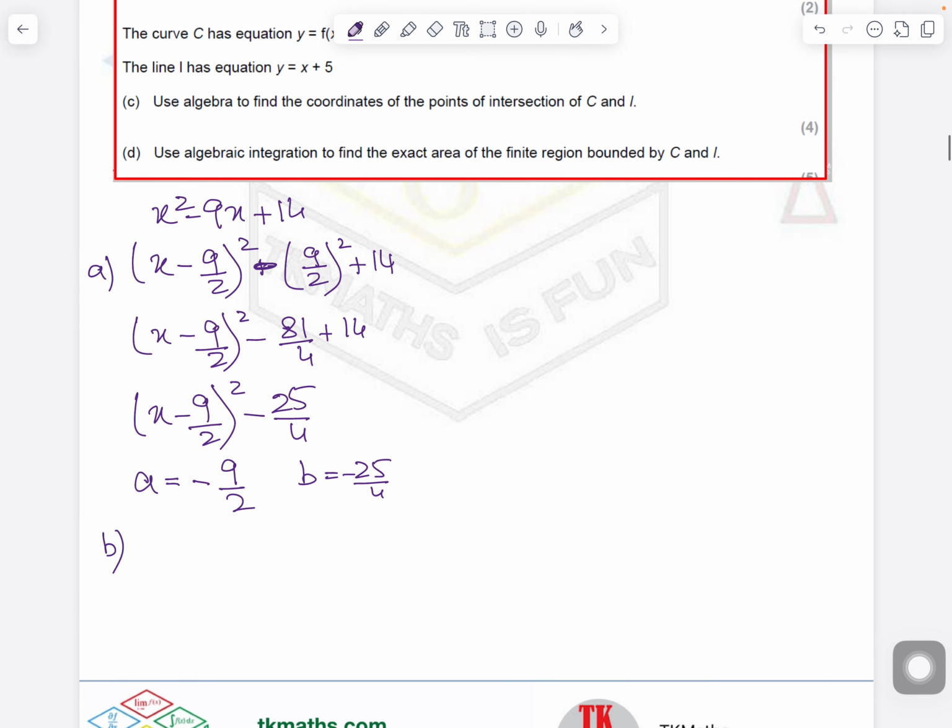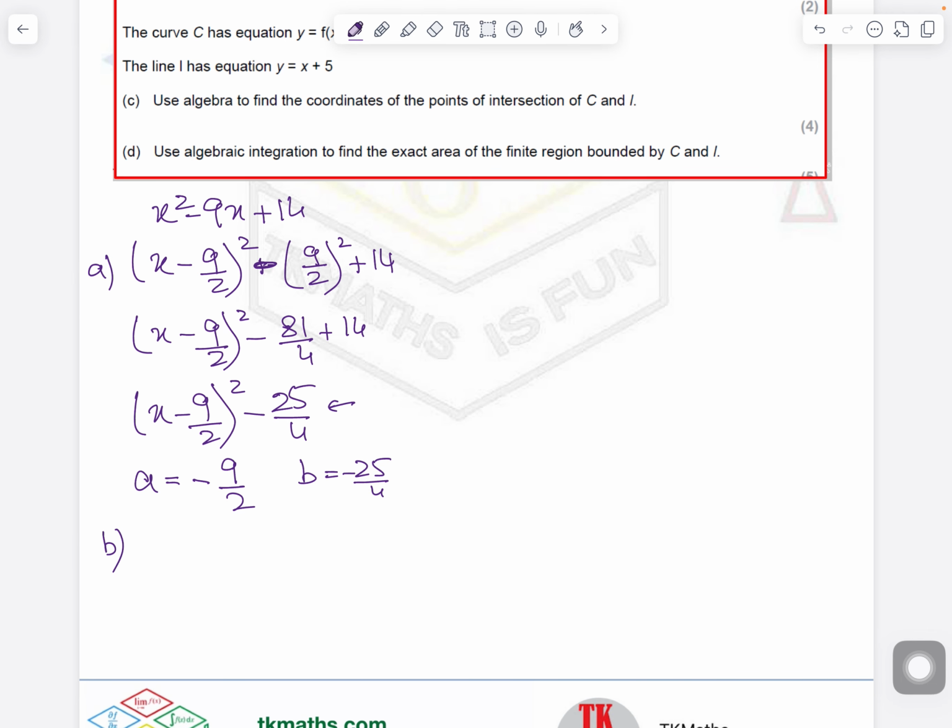Okay, now part B. Find out the minimum value. So I told you the minimum value is this value. So you can just write here, minimum value equals minus 25 upon 4. And at what value of x is this occurring? So the value of x is 9 upon 2. You can put this equal to 0 in your mind. x minus 9 upon 2 equals 0, so x equals 9 upon 2. So it is occurring at x equals 9 upon 2.